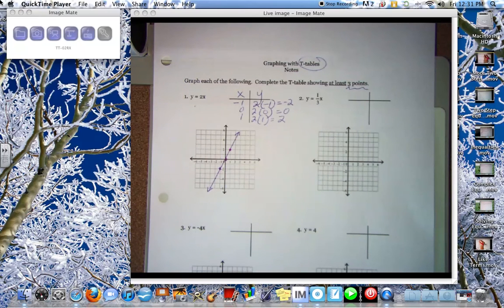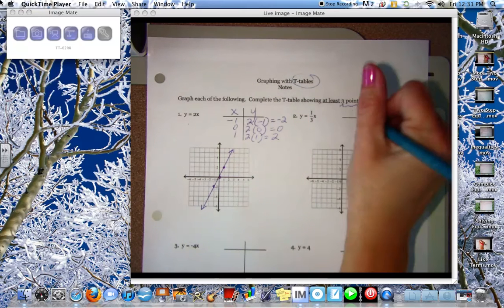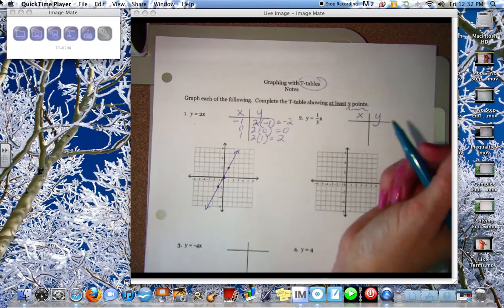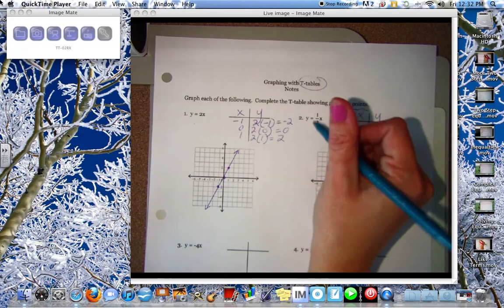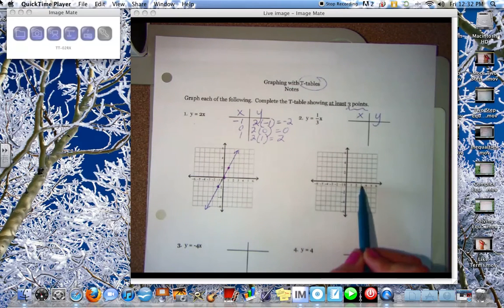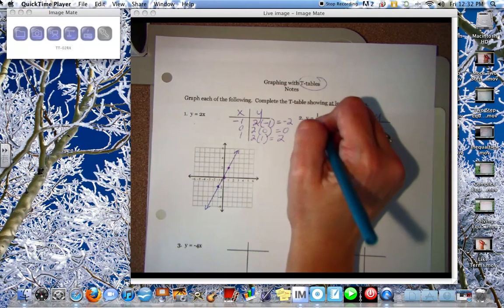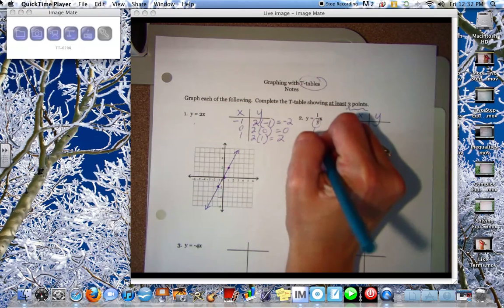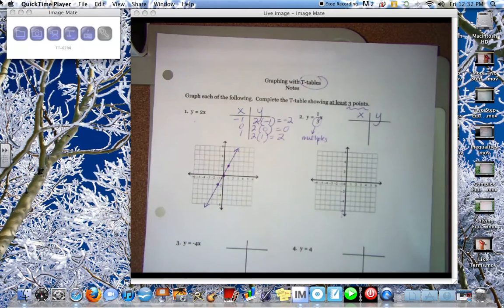Any questions so far? All right, example 2, x and y. Now, when I have a fraction, I don't want to have to graph fractions of numbers when I have whole numbers on my grid. So after doing this for years, my suggestion is to choose multiples of what's in the denominator, because then we'll get out whole numbers.